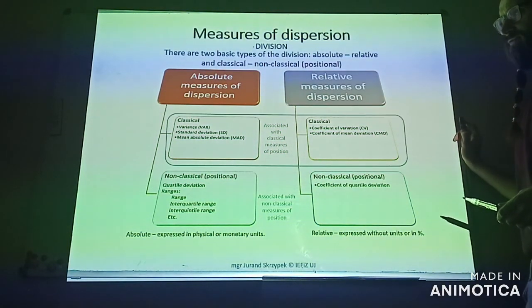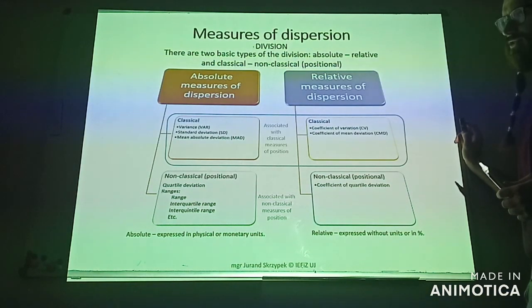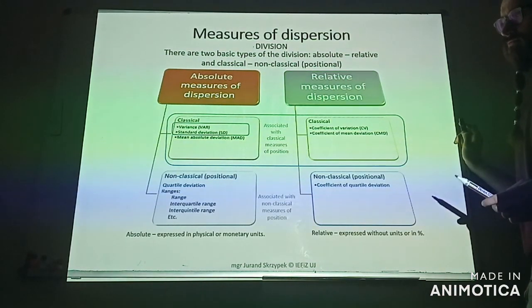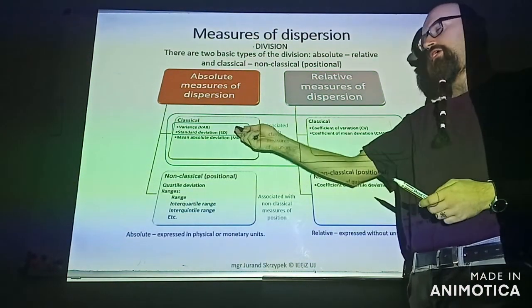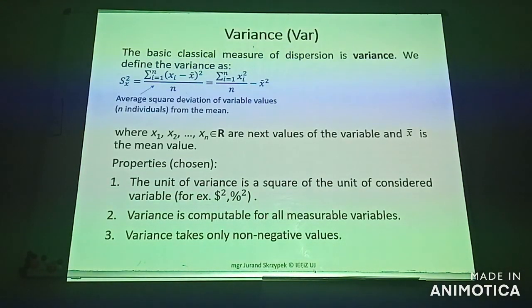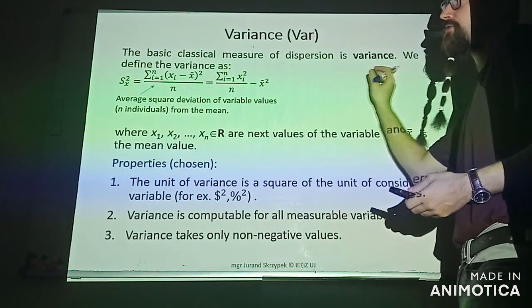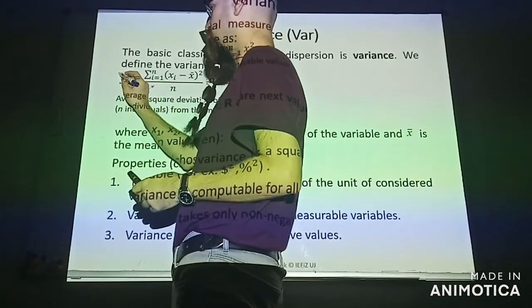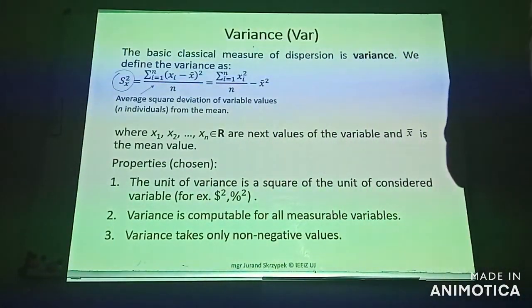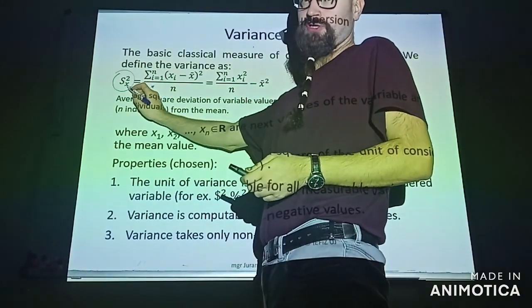Let's start with the classical measures of dispersion. First of all, we are going to describe the variance and the standard deviation. The variance is the basic classical measure of dispersion. The variance is denoted by the symbol s squared with the subscript x or y or z or something else, which indicates the notation of the considered variable.